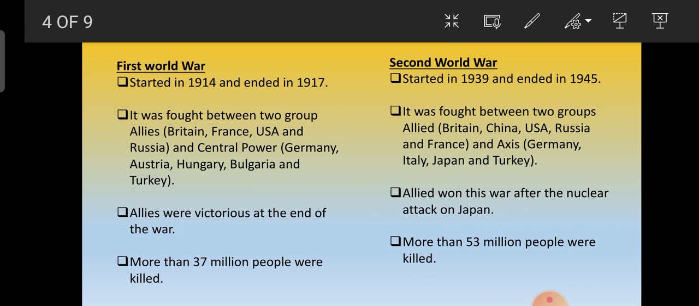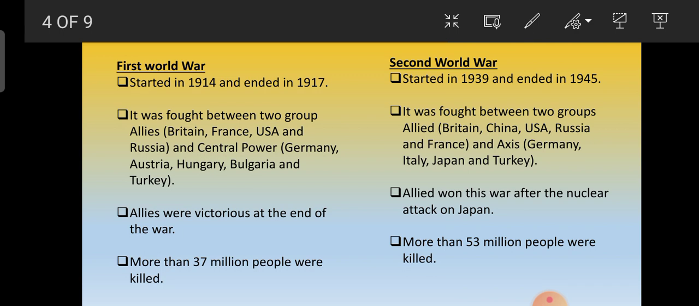We move on to the third point. We know who won this war, because there was a nuclear attack in this war, which was on Japan, Hiroshima and Nagasaki. It's obvious that the Axis lost this war and the Allied won this war after the nuclear attack on Japan. The atomic attack brought a great disaster in Japan.